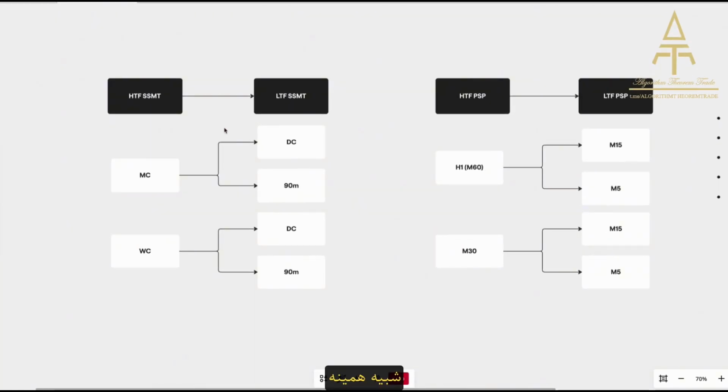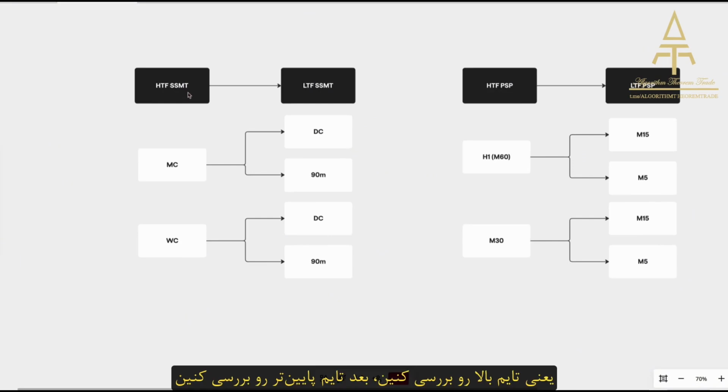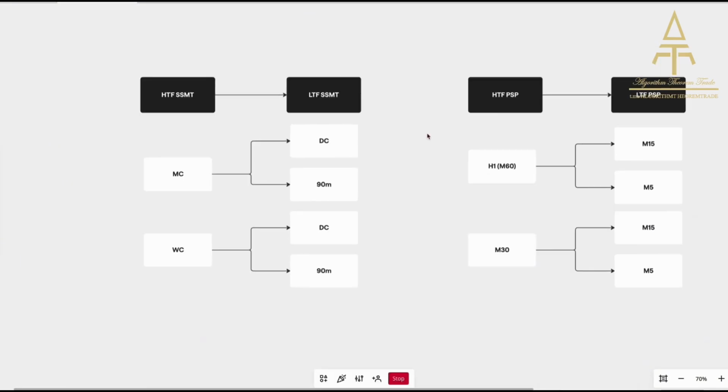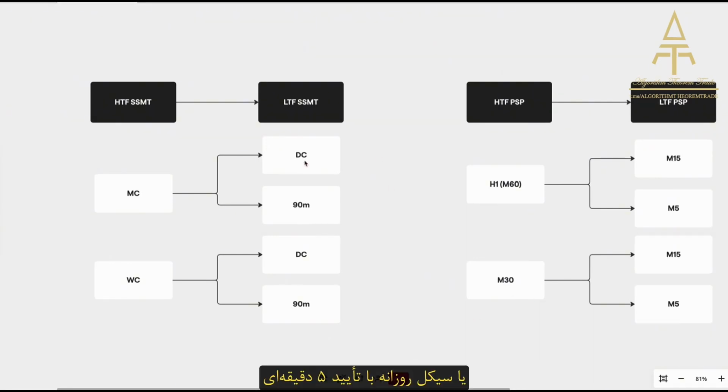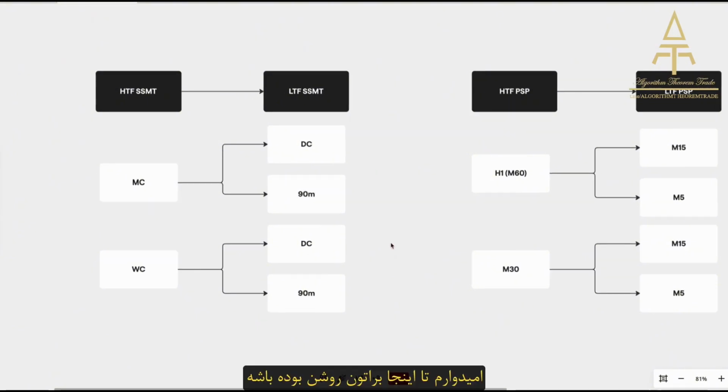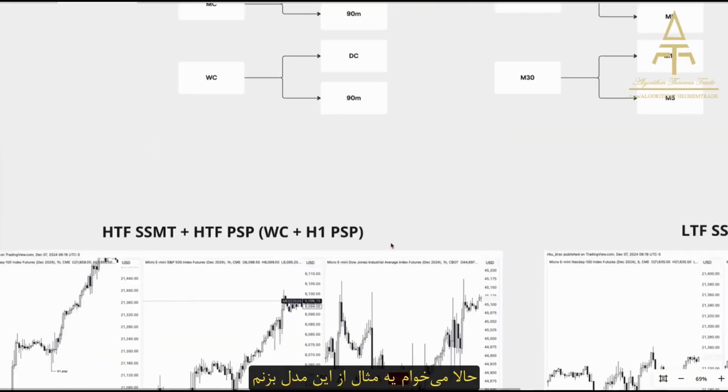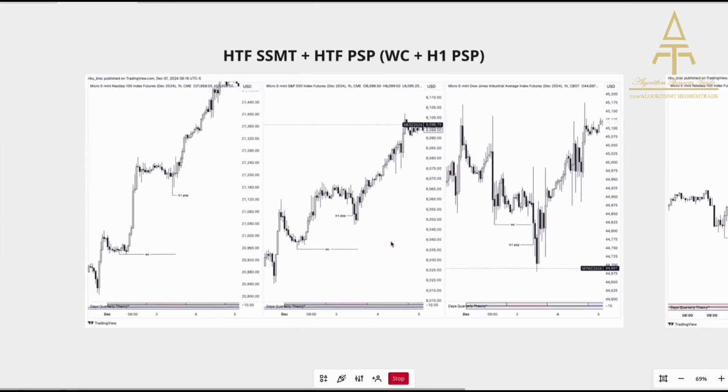So similar to this, have higher time frame followed by lower time frame. So you'd be wanting to look for things like weekly cycle and 30-minute, followed by maybe daily cycle and 5-minute. Hope that makes sense. So I'll go into an example of this here.